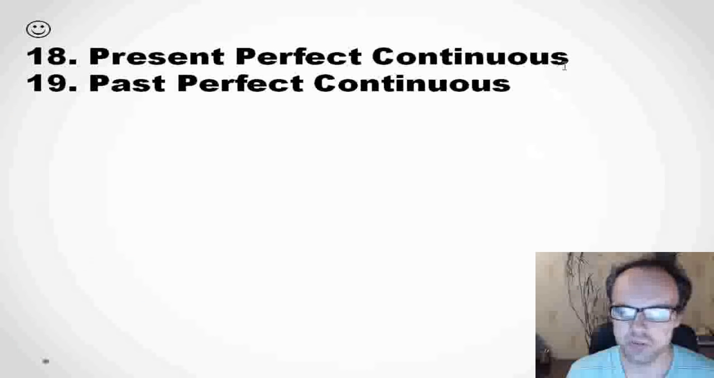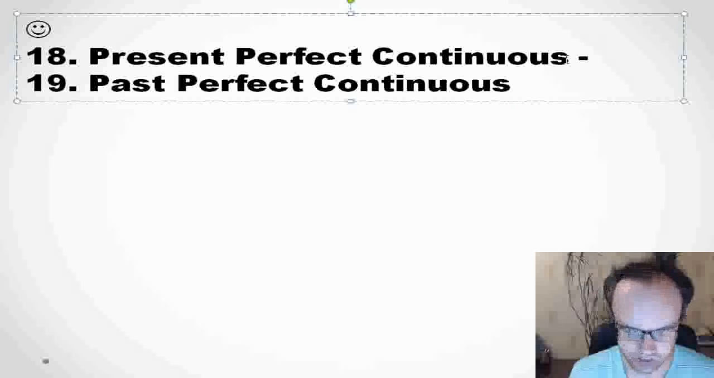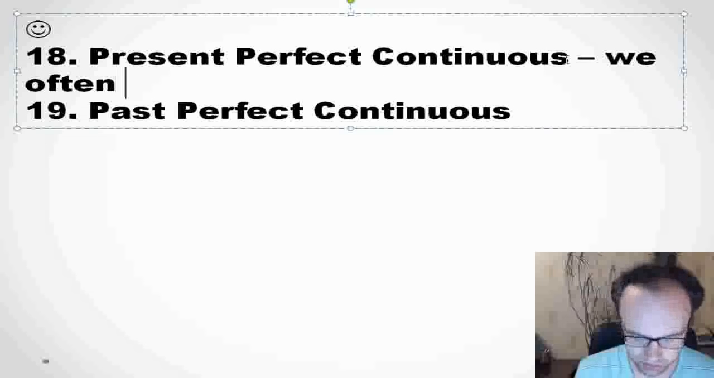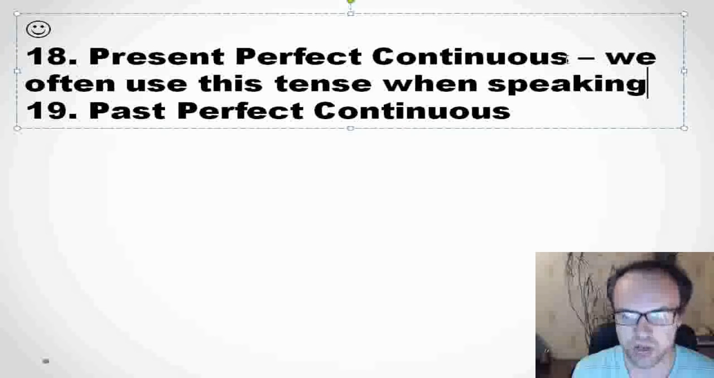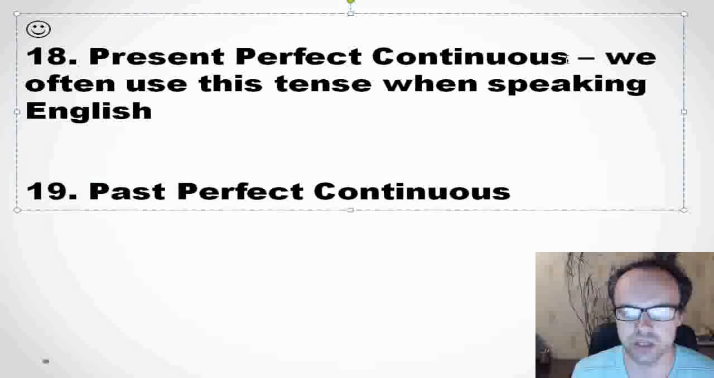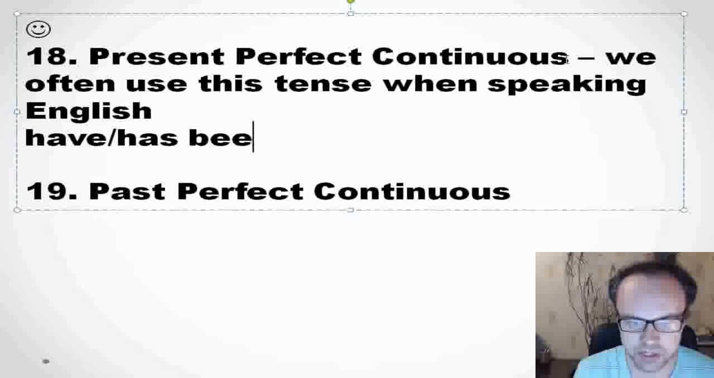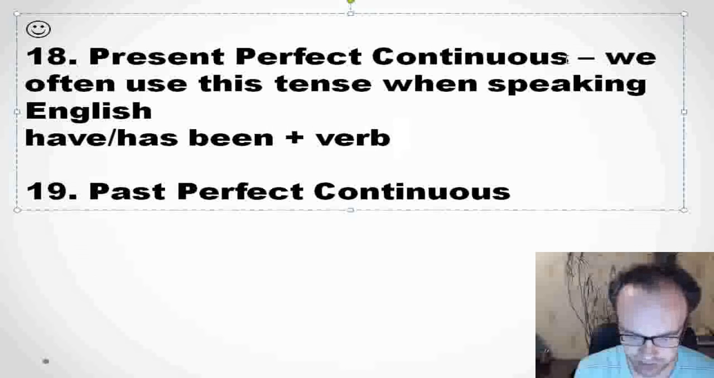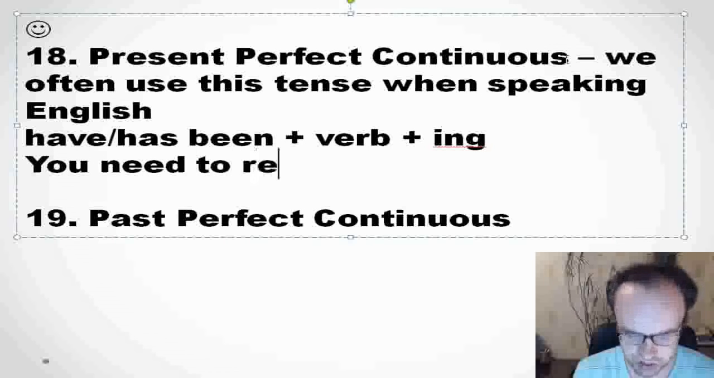Good. What about present perfect continuous? You know that we often use it. We often use this tense in daily English conversations, when we speak English. How do you form it? It's easy. Have or has been plus verb plus ing, and you need to remember the following time markers.